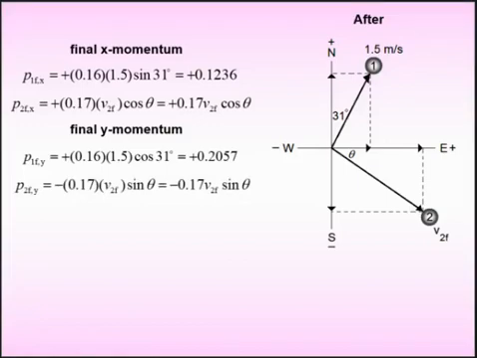Momentum of the first ball on the y is still positive because it's pointing up, and I designated positive to be up. 16, 1.5, cosine of 31. Momentum of the second ball on the y is 17 V2F sine, but with a negative. What's my second step after that? You just follow the slide prompting.